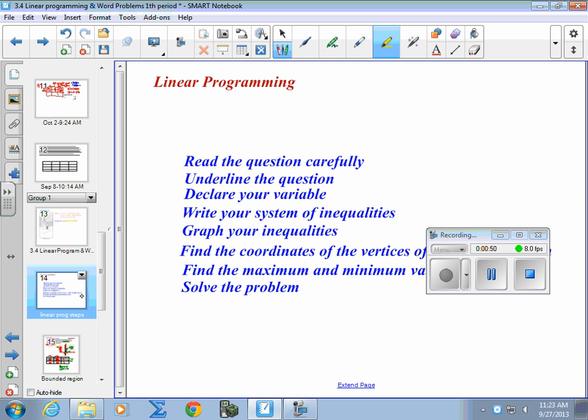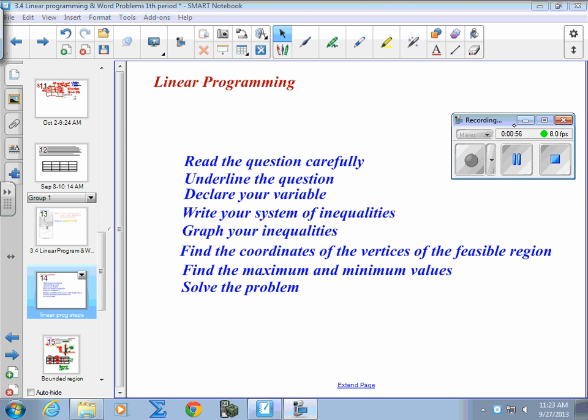Before we start, I would like to go over some things that are important for word problems and programming. First, you should read the question carefully. You should underline the question. You should declare a variable. You should write a system of inequalities. You should graph your inequalities. You should find the coordinates of the vertices of what's called the feasible region. Then you should find the maximum and minimum points and solve the problem.